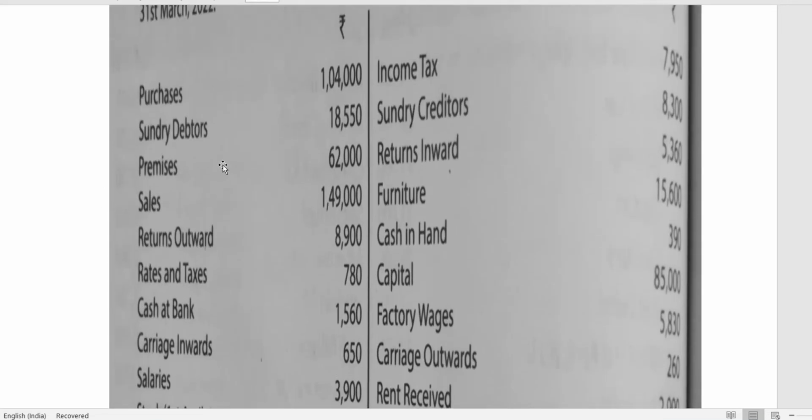So after that I have started with some. Purchase is an expense, it will go in the debit column.